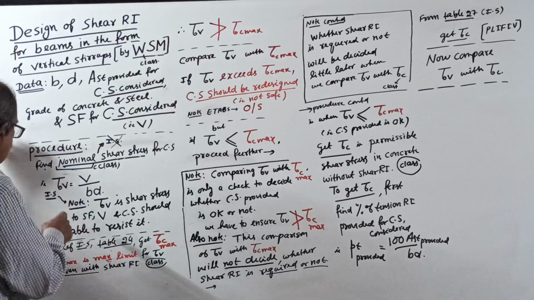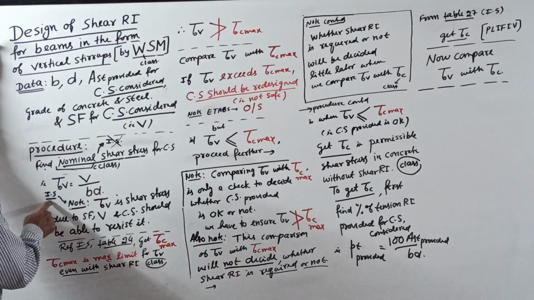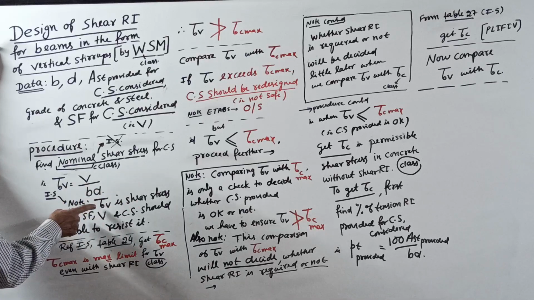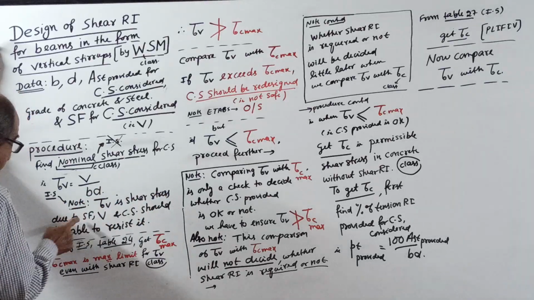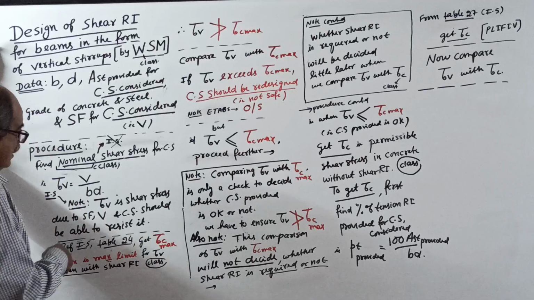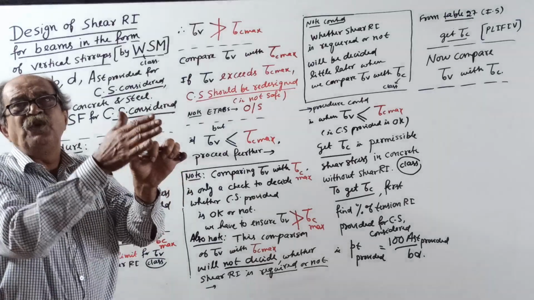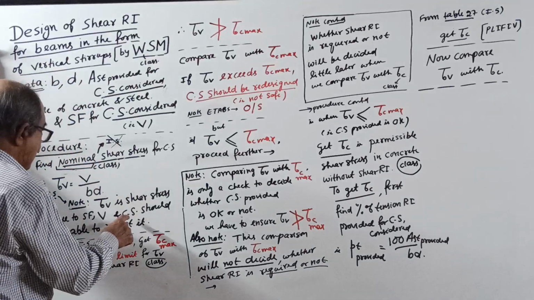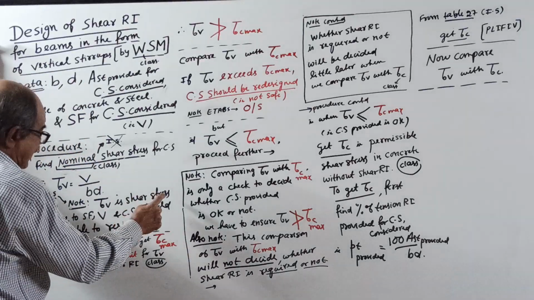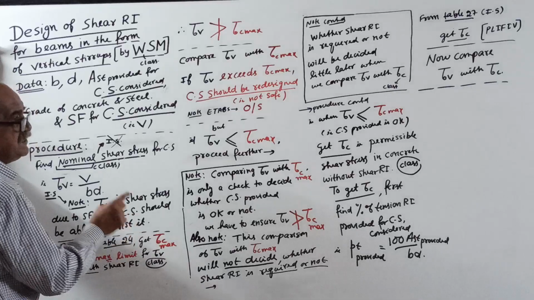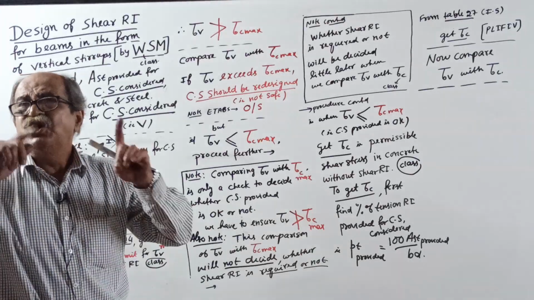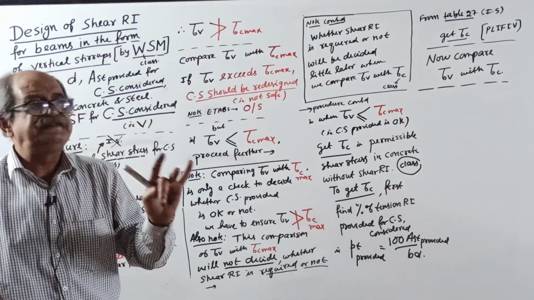Okay. Now, note, IS code, I told you, they use the word nominal. Don't think that way. Tau V is the shear stress due to shear force V. That is, whatever shear force is acting on the cross section, the stress due to that one. Therefore, the cross section should be able to resist it. So tau V is very, very important.